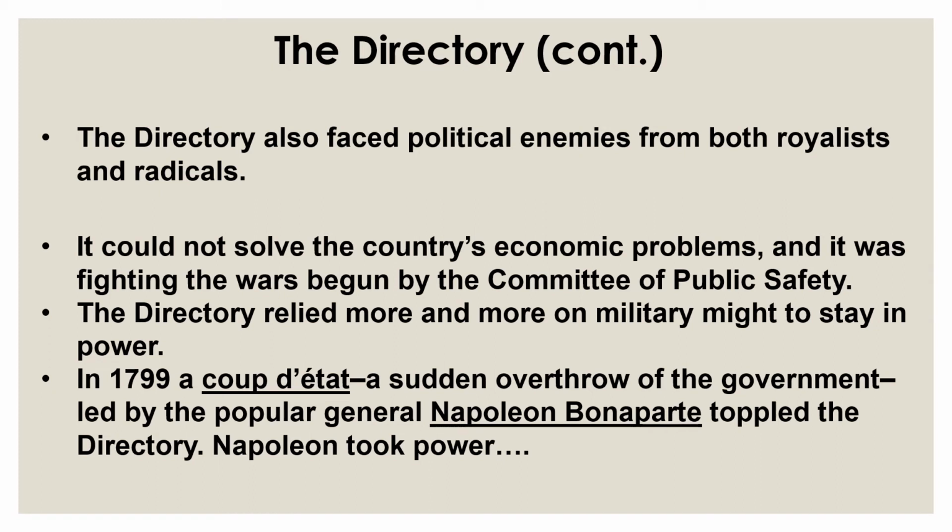This coup d'etat that was led by Napoleon Bonaparte toppled the Directory, and ultimately Napoleon will be able to take power as a result. Now, Napoleon was not even French to begin with. He was Corsican. But because his family had supported a French takeover of Corsica back during the Bourbon dynasty, his family had won the right for the children to be educated in France.